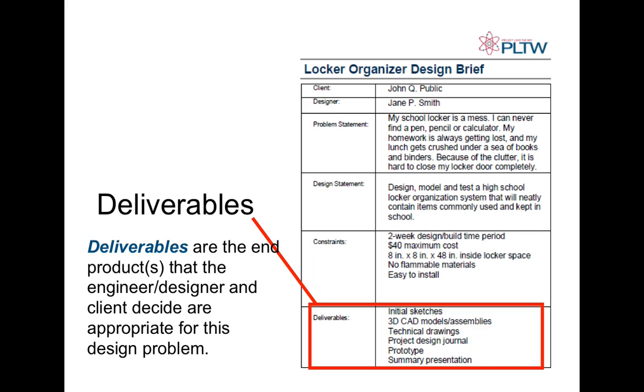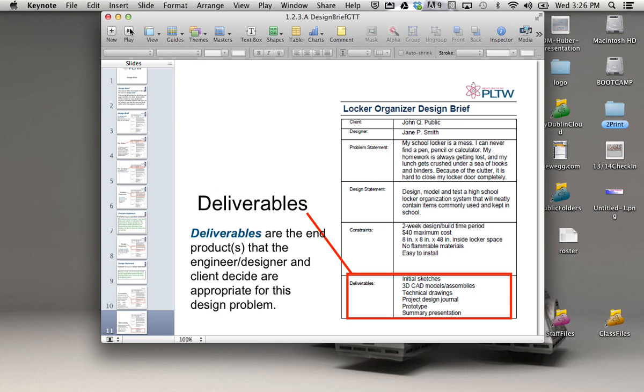Our deliverables are what we will have at the end to present to the client. So in this case, you can see that it is our sketches, which we'll be doing right with our matrix. We'll have 3D drawings that we've done on Autodesk Inventor. We'll have technical drawings. We may also have a physical model that we have built, which would be our prototype. And then obviously a presentation that we'll deliver to the client at the end.